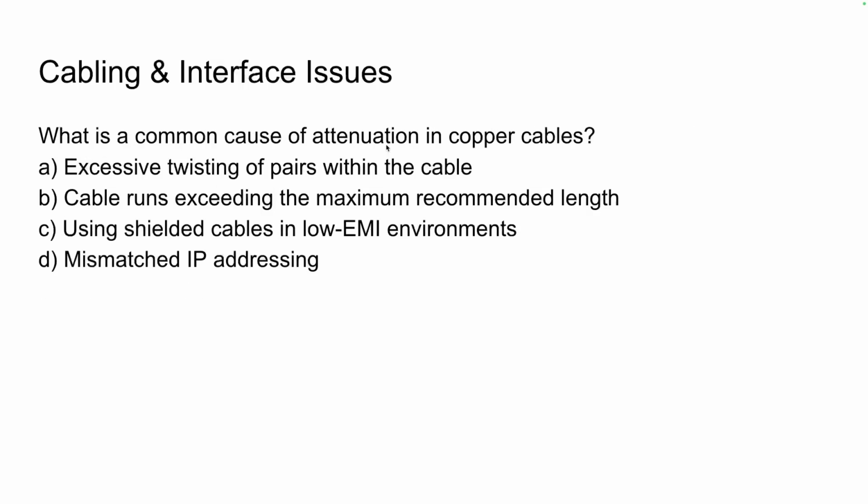What is a common cause of attenuation in copper cables? So excessive twisting of pairs within the cable, runs exceeding the maximum recommended length, using shielded cables in low EMI environments, mismatched IP addressing. This is irrelevant, has nothing to do with this question. Using shielded cables in low EMI environments would actually be something that we would do to prevent attenuation or prevent signal loss. So that's also not relevant. The cable runs exceeding the maximum recommended length, that would probably be my answer. Excessive twisting of pairs within the cable doesn't really seem like a relevant answer either. So I'm going to say B.